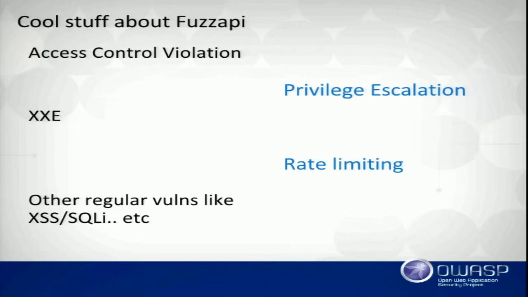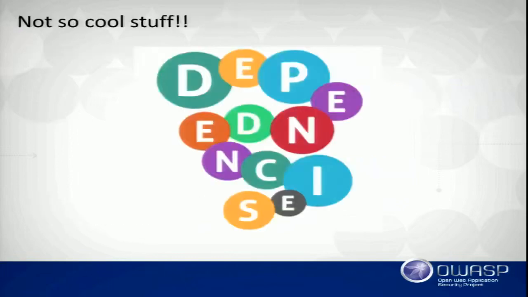So this is some cool stuff that fuzzapi can find. It can find vulnerabilities related to access control violations, privilege escalations, XXE. How many of you here have exploited XXE in the past 6 to 7 months? Cool. You might love this feature, because it's probably going to save a lot of time for you. And also vulnerabilities related to rate limiting, and regular vulnerabilities like cross-site scripting or SQL injection.